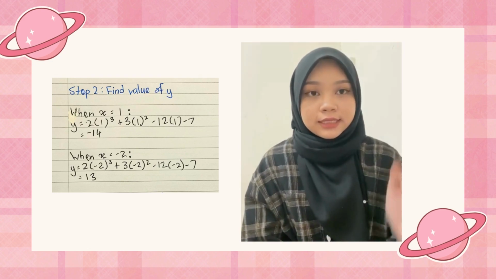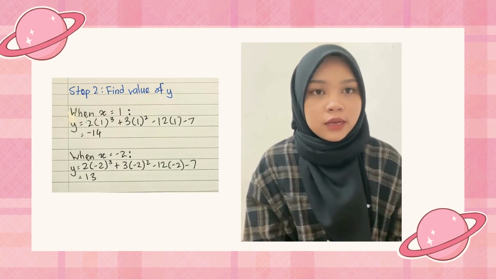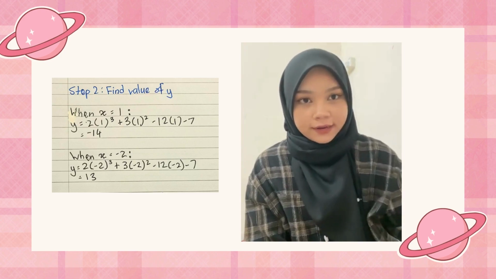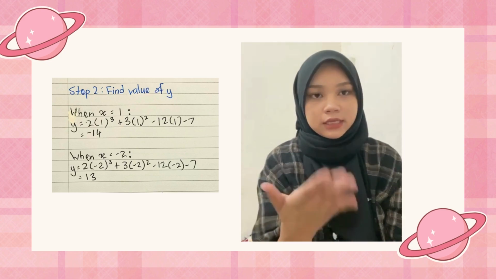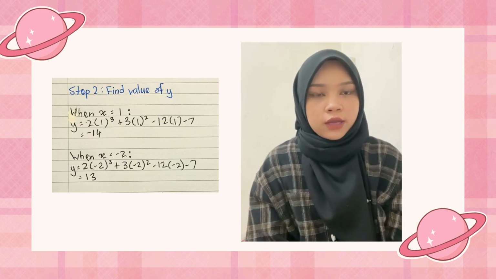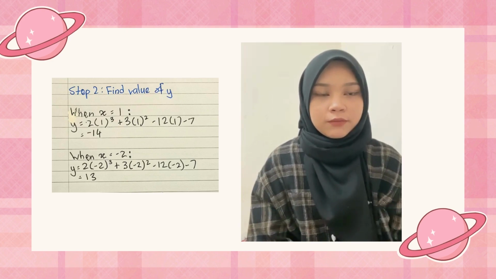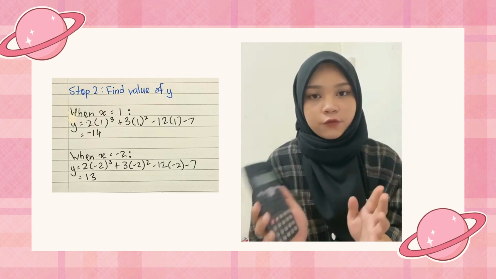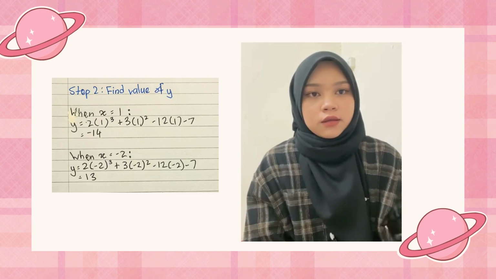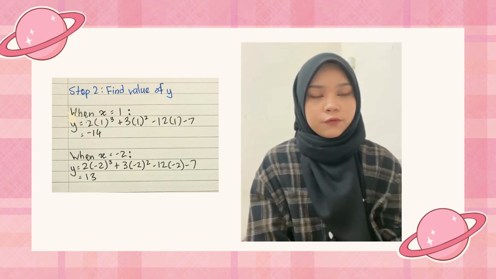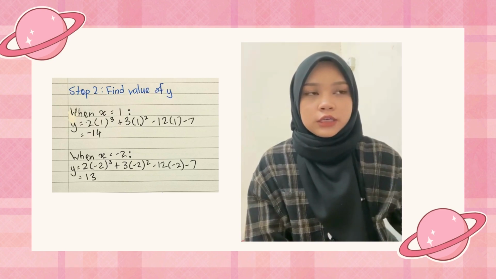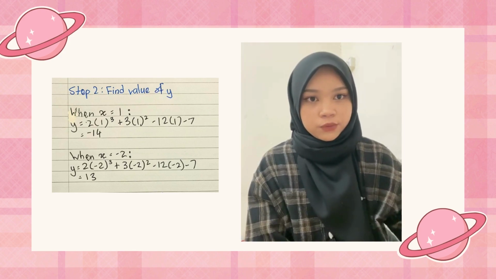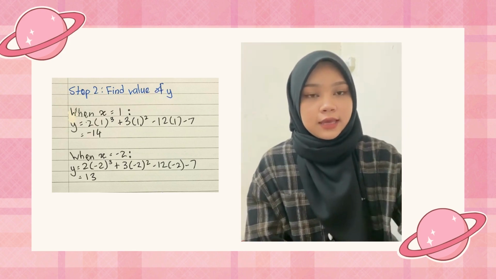Like we can see in the slide, when x is equal to 1, we're going to change all the x into 1. We can see, like you can see in the slide, 2 bracket 1 power of 3, 3 bracket 1 power of 2, and so on. And then we're going to get negative 14. Next, when x is equal to negative 2, we're going to change the x in the equation into negative 2. And we're going to get 13.